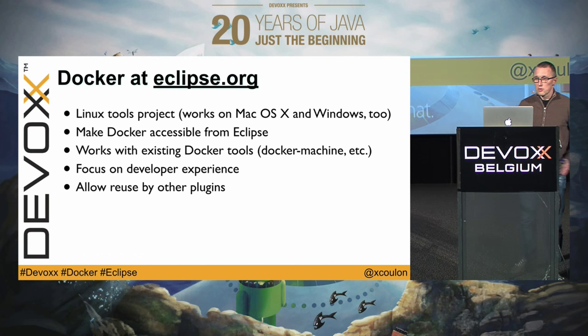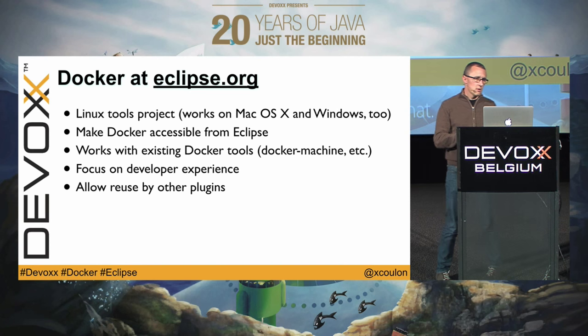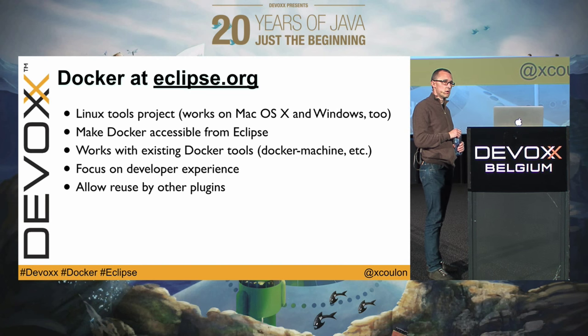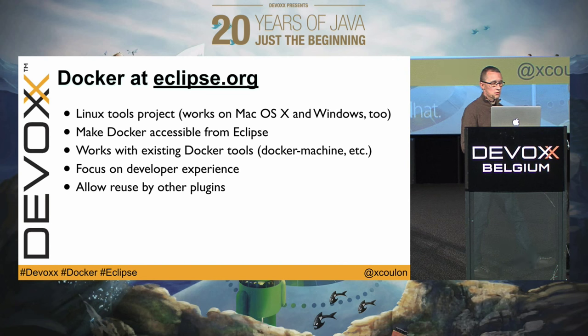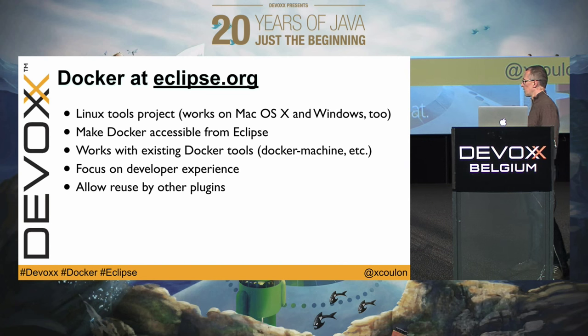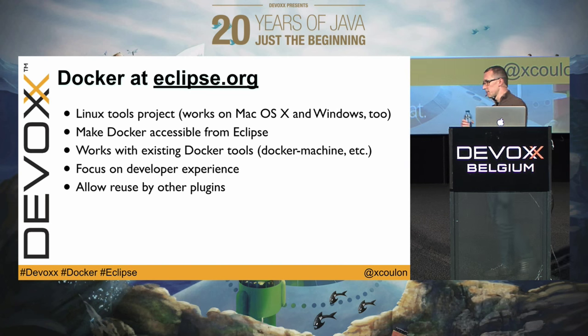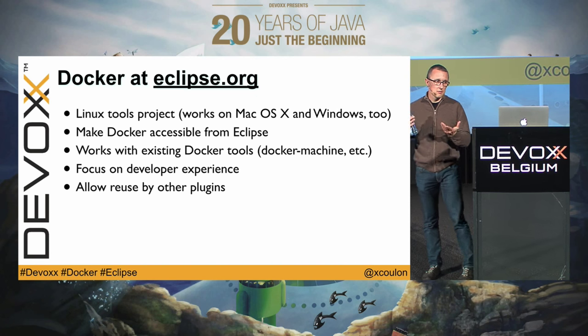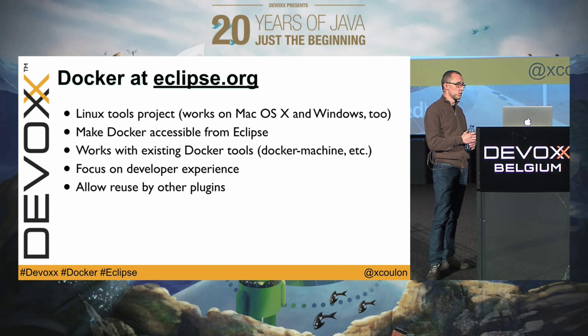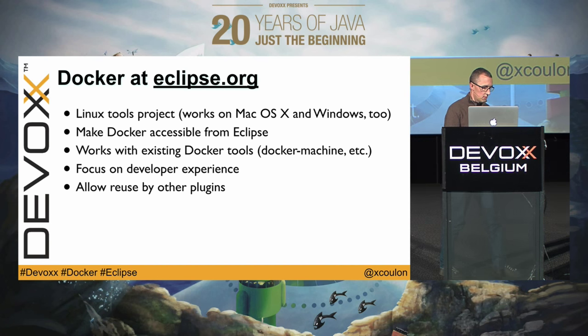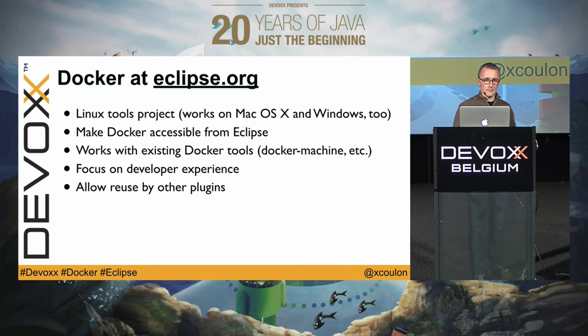So now let's talk about Docker at Eclipse. There is some Docker tooling at Eclipse, which is part of a project named Linux Tools, but it also works on Mac and Windows as well. It was put there at its inception because it was started by the Linux Tools team at Eclipse. But the tooling works on all platforms. The idea is to make Docker accessible from Eclipse, and I will show you a demo just afterwards.